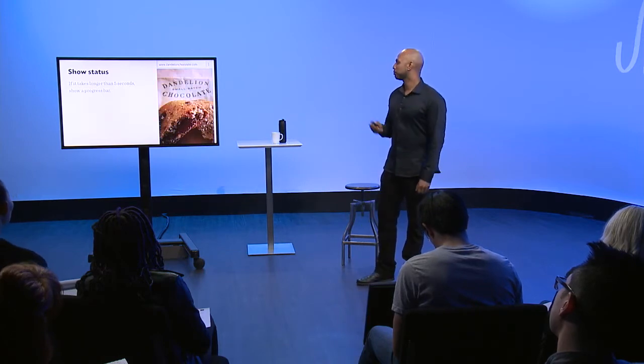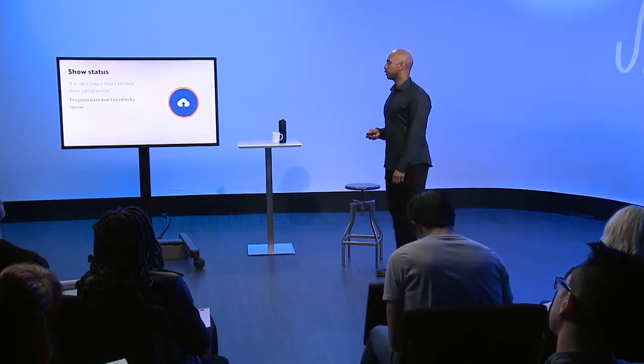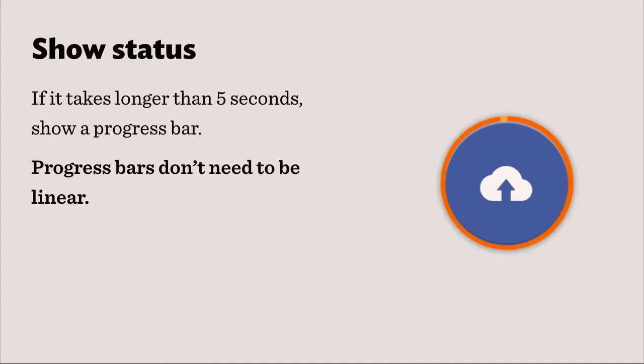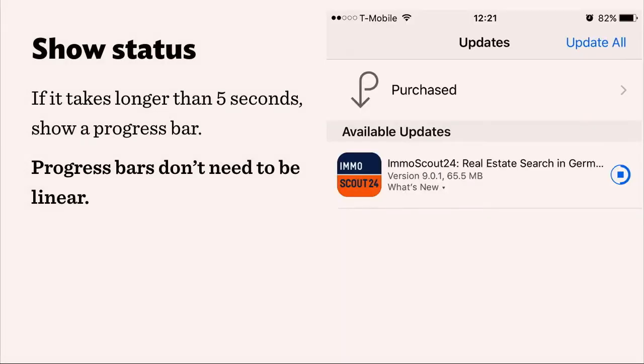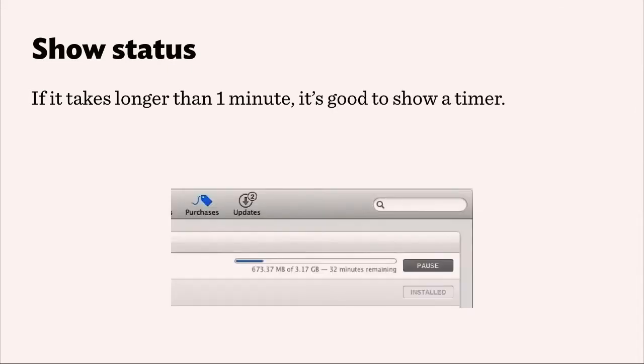One thing to remember about progress bars is that they don't need to always be linear. They can have the shape of a circle. And they do in a lot of cases. The point is just that you're showing progress. Yeah, so if it takes longer than 5 seconds, show a progress bar. Whether it's straight or circular, doesn't matter. If it takes longer than a minute, it's good to show a timer.